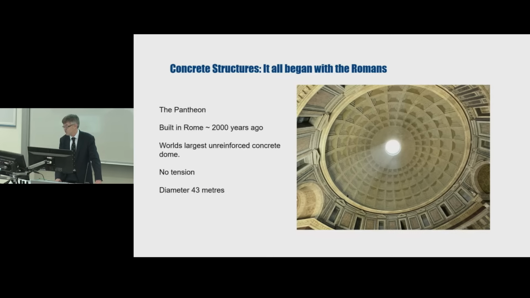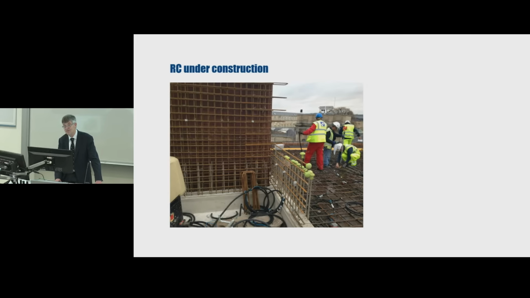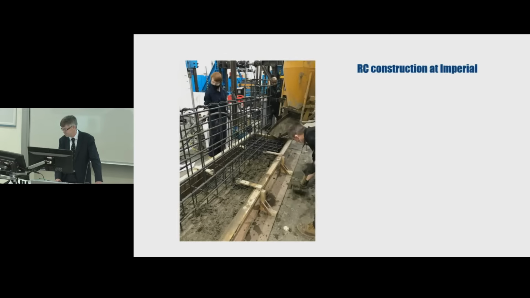As the Romans could have told you, concrete is strong in compression but weak in tension. One solution is to build domes, of which the Pantheon in Rome is a truly extraordinary example. The other solution is to reinforce the concrete with steel bars, as shown here. This is what we know as reinforced concrete.